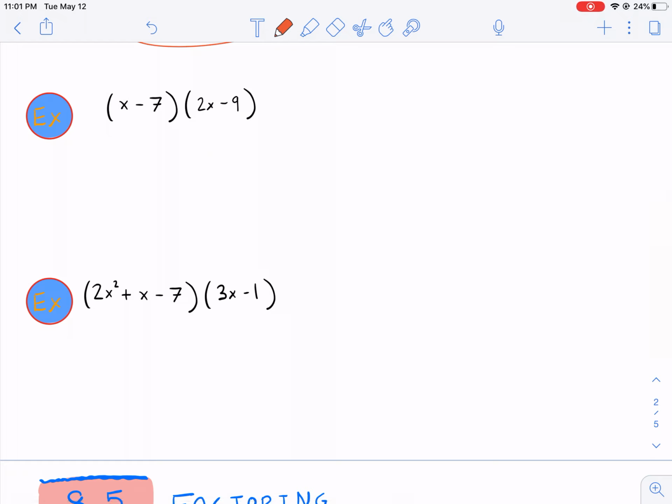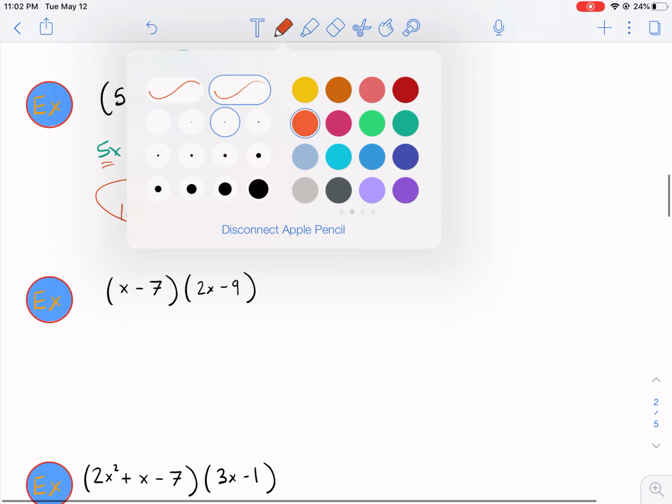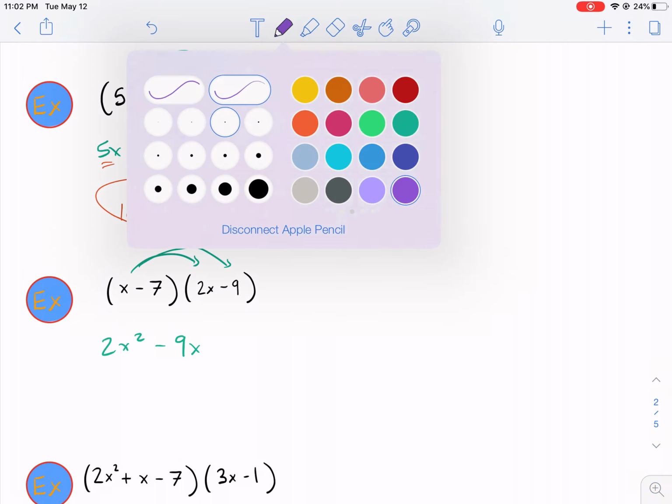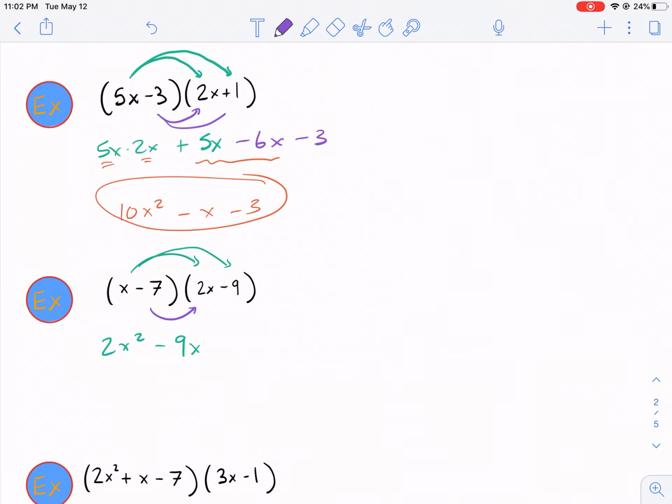Here we have x minus 7 times 2x minus 9. Again, let me stick with the color theme here. We're going to distribute the x to the 2x. We're going to distribute the x to the negative 9. So we have x times 2x gives us 2x squared. x times negative 9 gives me negative 9x. Then we have negative 7 times 2x, we get negative 14x. And then the negative 7 times negative 9 gives us a positive 63.